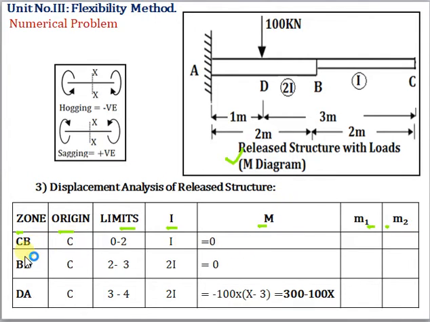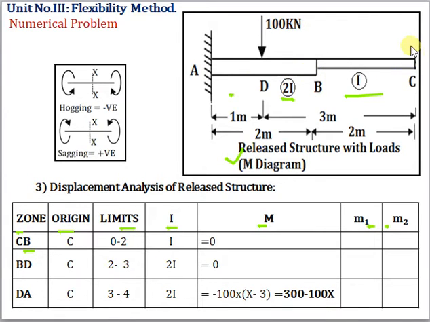Now the first zone is CB. So divide the structure into the different zones. First is the CB zone, second is the BD zone, and third is the AD zone. According to the moment of inertia and according to the loading, you have to divide this into the different zones.